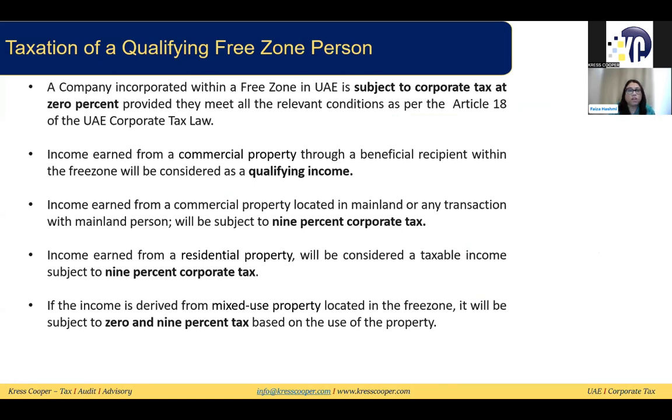So just to summarize, a qualifying free zone person, a company incorporated in the free zone, will be subject to corporate tax at 0% if it meets all the 6 conditions we discussed before. Income earned from a commercial property through a beneficial recipient within the free zone will be considered qualifying income. Income earned from a commercial property located in the mainland, or any transaction with a mainland person, will be subject to the 9% corporate tax rate. If it's a residential property, located in the mainland or free zone, it will be subject to 9% corporate tax. If the income is derived from a mixed use property, like we just saw in the example, then it will be subject to both 0% and 9%, based on the use of the property.